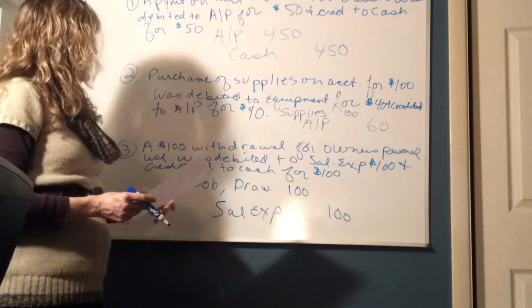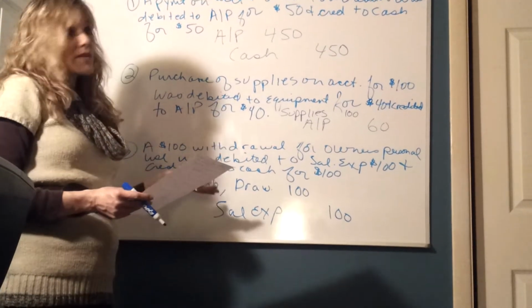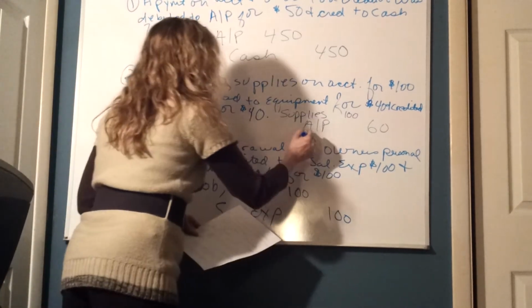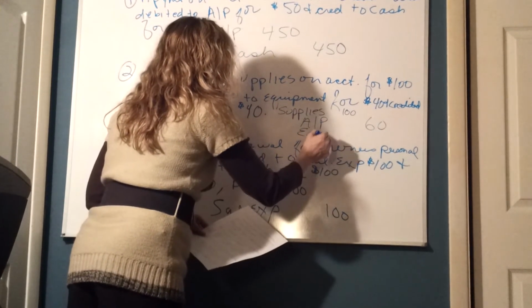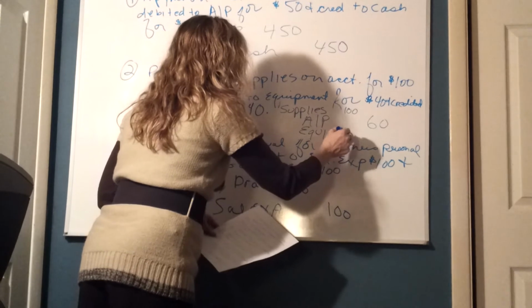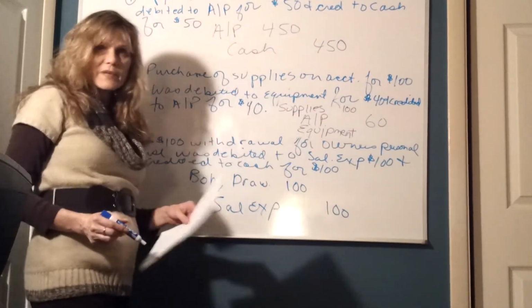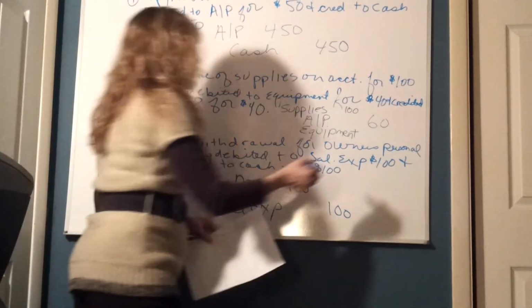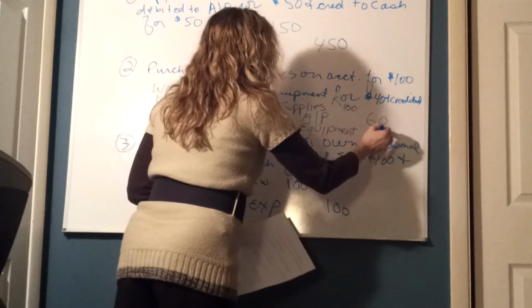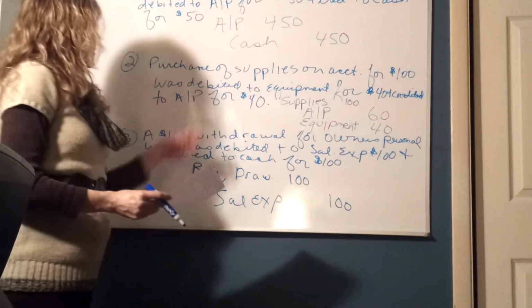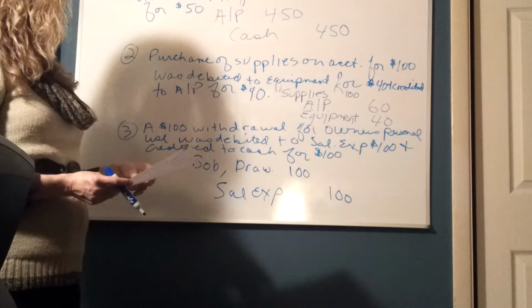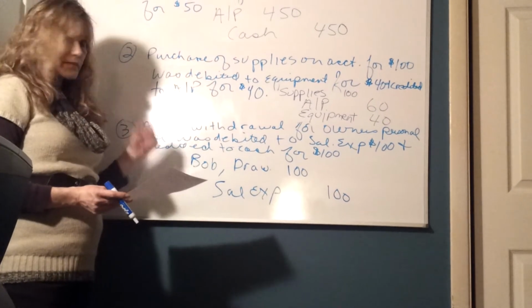The last thing we've got to do is get the $100 out of equipment, right? So, of course, it would have been debited initially because equipment is an asset account. So to increase it would have been a debit. So to decrease it, we're going to credit it for that $40 that was initially debited. So that should explain that. It'll then help you with the homework.